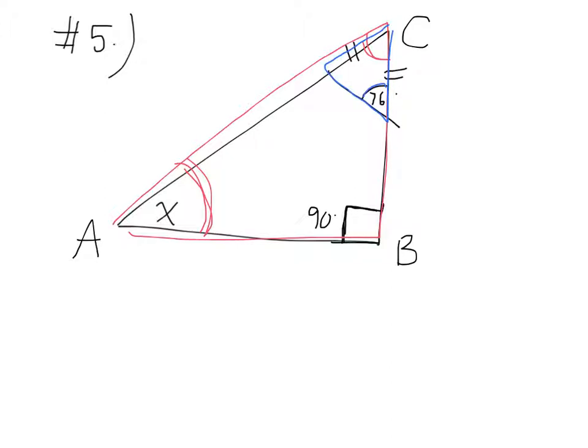We know that this is 76 degrees. We're also told that these two sides are equal. So what type of triangle is this? Isosceles. If two sides are equal, what can you tell me about the two angles? The other angle is also 76 degrees. You would have learned this in Geometry Sketchpad.